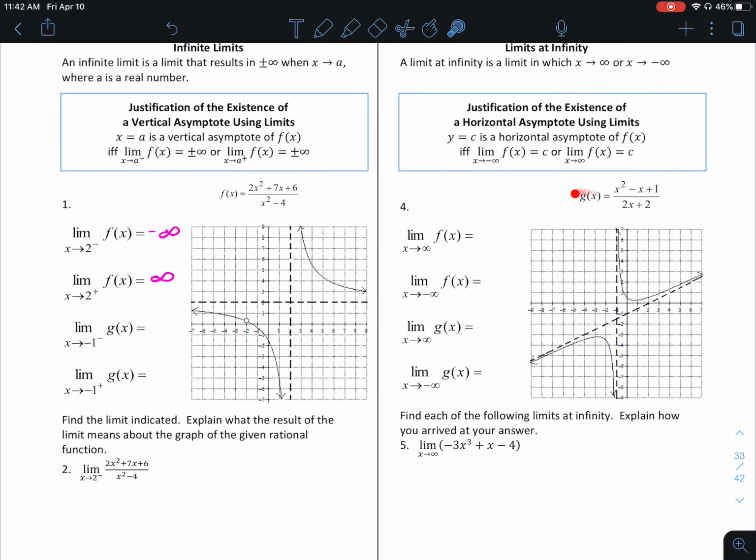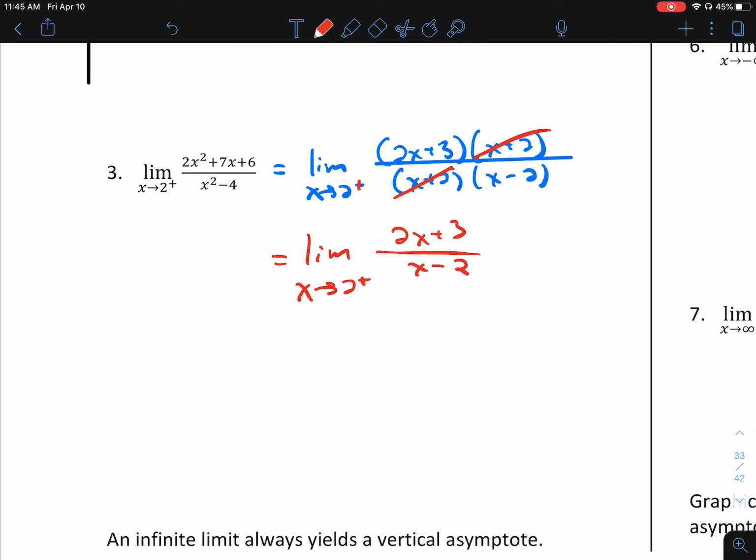Number 3, essentially the same work, it's the same function, but now we're approaching from the right of 2. So we want to know if we're approaching the vertical asymptote from the right, does this mean that the graph is going up or down forever?